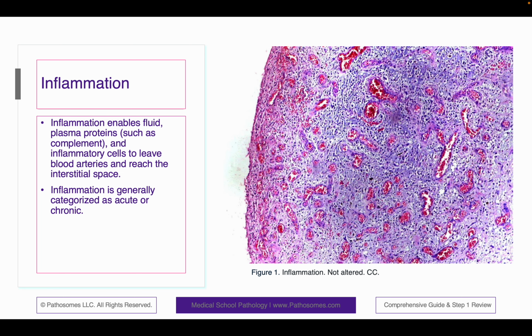Inflammation. Wow, this is a great image of inflammation because we have all the inflammatory cells and the granulation tissue, microvasculature formation, right? Inflammation enables fluid, plasma proteins such as complement, and inflammatory cells to leave blood vessels and reach the interstitial space. Inflammation is generally characterized as acute or chronic. So know those categories. Acute, neutrophils, and chronic, lymphocytes.